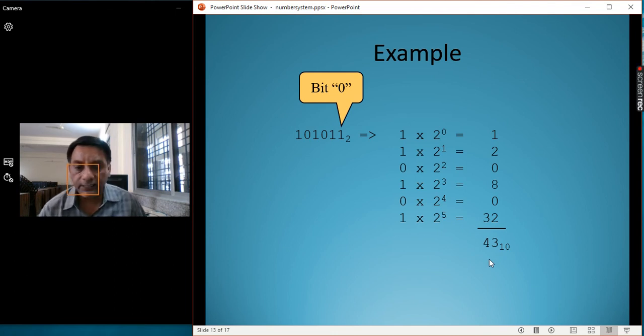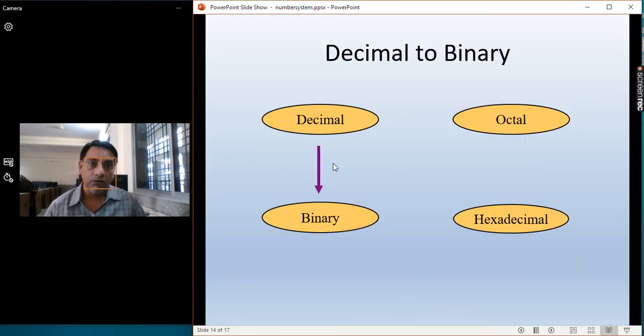So how can you understand it? Suppose on your keyboard you press 43, then in the computer's memory it is going to store this binary number, 101011. So this is the mathematical procedure through which one can convert a binary number into a decimal number. Now look at another example where I'm going to convert a decimal into binary.